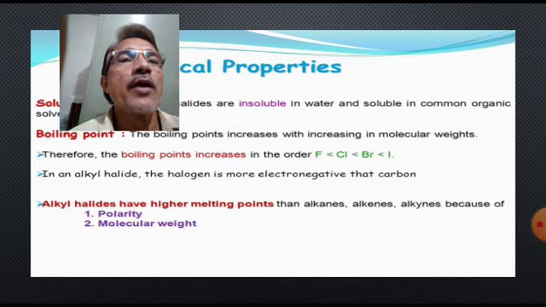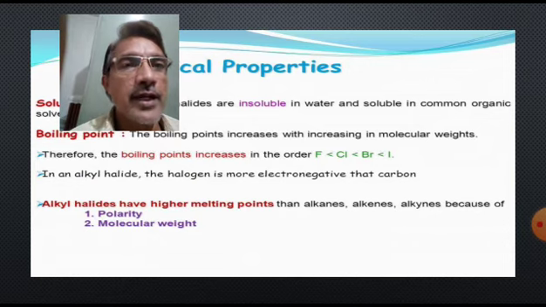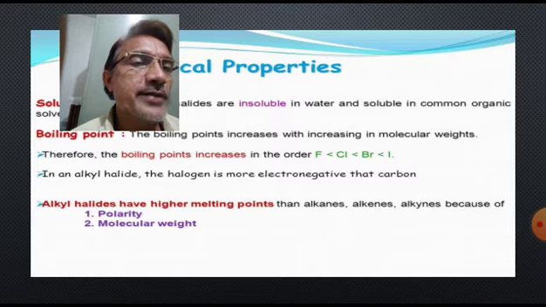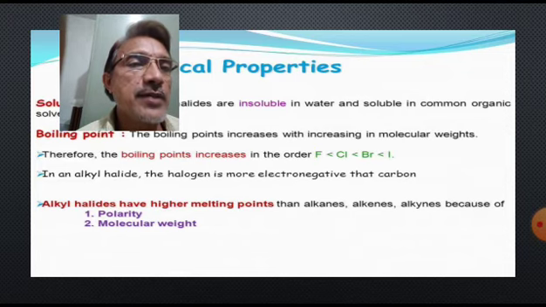Therefore, the boiling point increases in the order fluorine less than chlorine less than bromine less than iodine. It means that fluorides have lower boiling points than chlorides, which have lower boiling points than bromides, which have lower boiling points than iodides. Example, the boiling point increases in the order CH3F less than CH3Cl less than CH3Br less than CH3I.